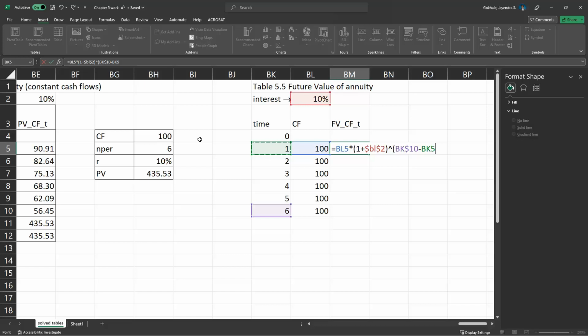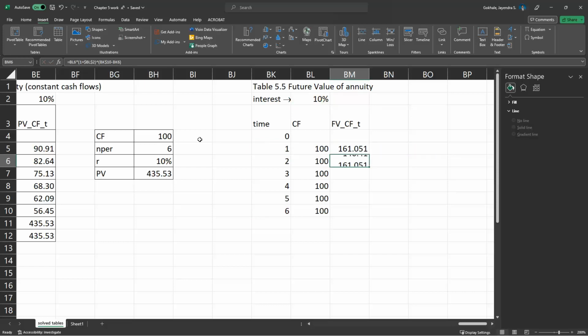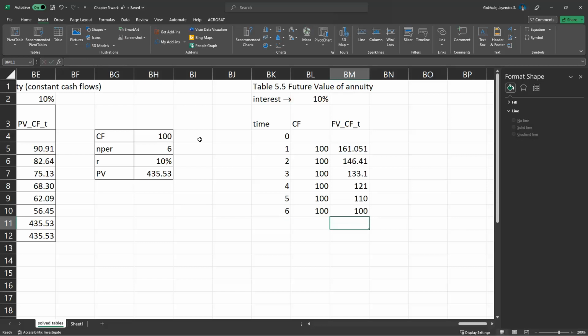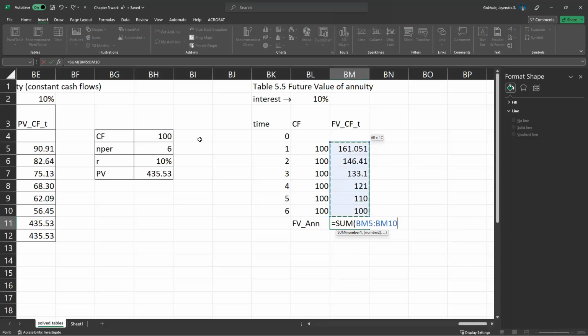And then the compounding periods will compress as we go down. So 5 compounding periods for this cash flow, 4 compounding periods for the next cash flow, 3 for the one after that, and so on. Let's close parenthesis. This is the future value of the first cash flow, future value of the second, third, fourth, fifth, and 6th. There is no future value of the 6th cash flow because we received that cash flow at the end of the 6th period itself anyway. So what is the future value of all? The future value of the annuity is the sum of all of these.